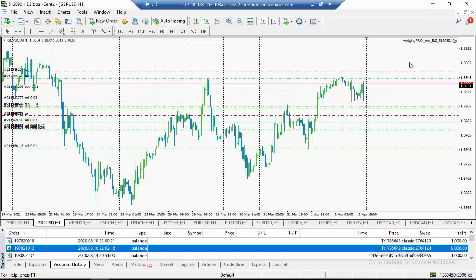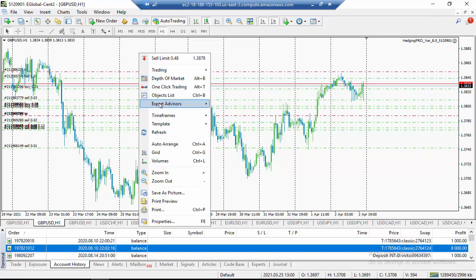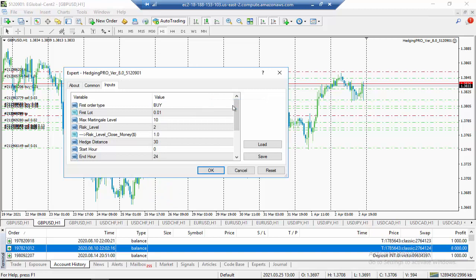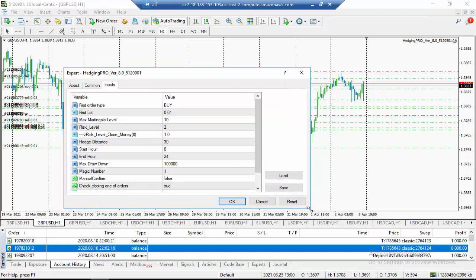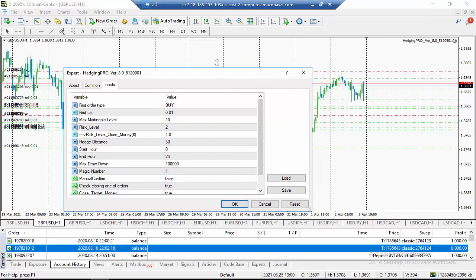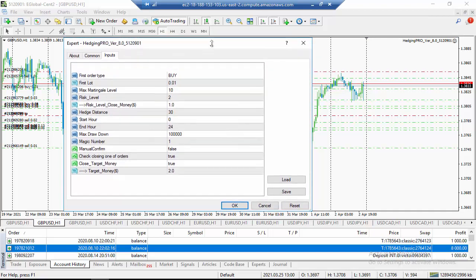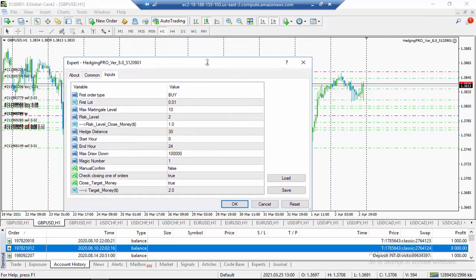Now, if you come to HedgingPRO, if you look at the first chart of my HedgingPRO, let me open it up. I say property. Now, this is my HedgingPRO. What is the difference between what we saw in the manual and this one? That's what I want us to know. If you look at this, you can see that it doesn't have many options like the one we saw in the manual. This is version 8. This is the latest version.